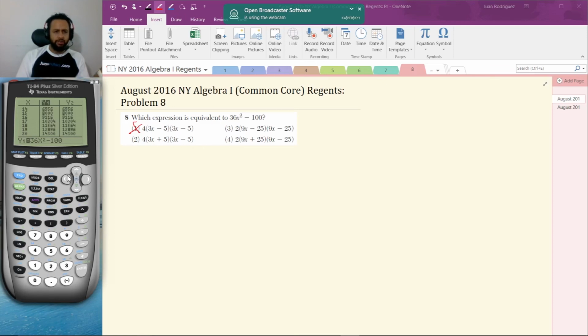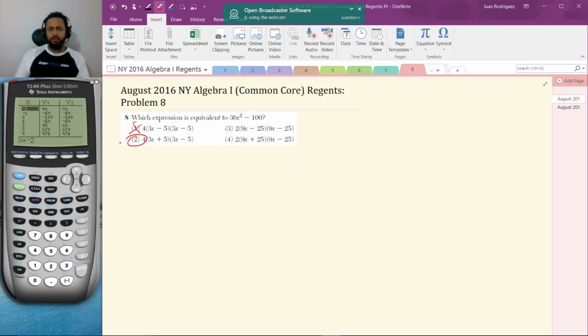The original function and y1 and y2 are identically valued for all values of x. So this is the answer. Okay, that's a great way to do this problem. It's a totally legit way to do this problem.